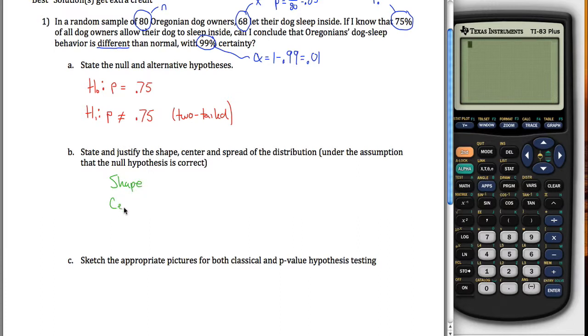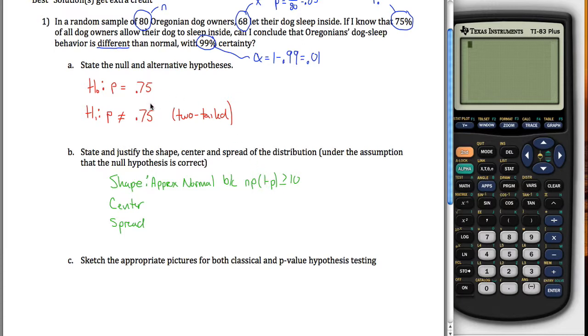State and justify the shape, center, and spread of this distribution. Shape better be approximately normal. It is. Shape is approximately normal because that's the only thing we can deal with in this class. But really the reason why is because the central limit theorem tells us that if n times p times 1 minus p is greater than or equal to 10, then our shape is approximately normal. Problem, we don't know what p is.